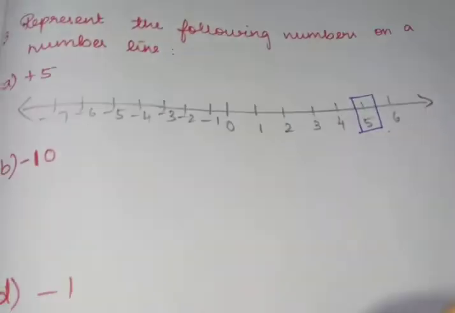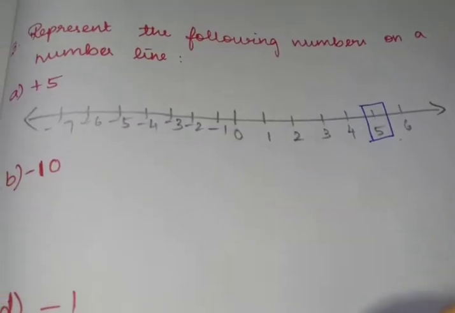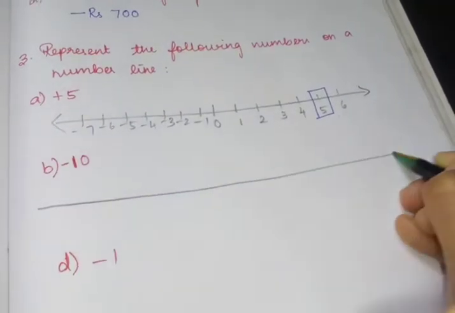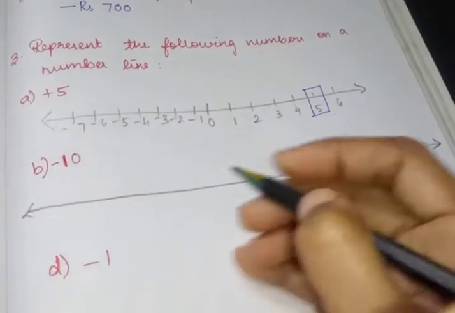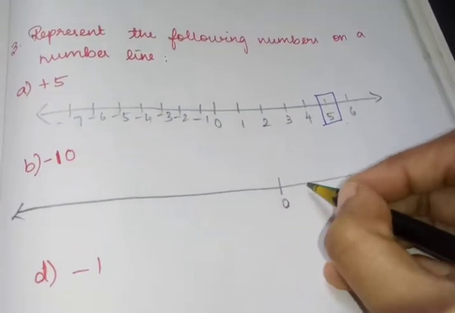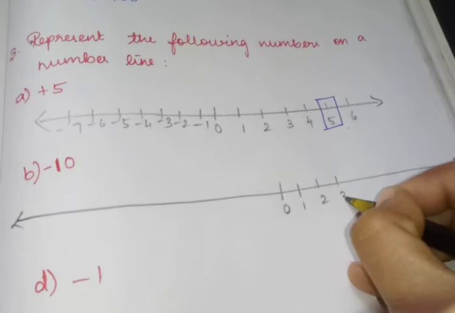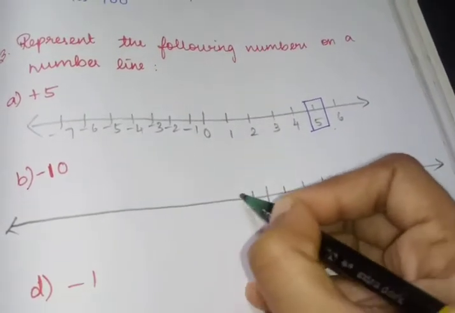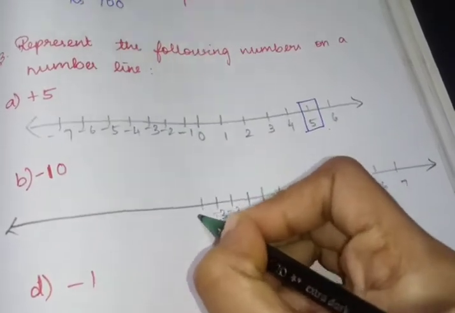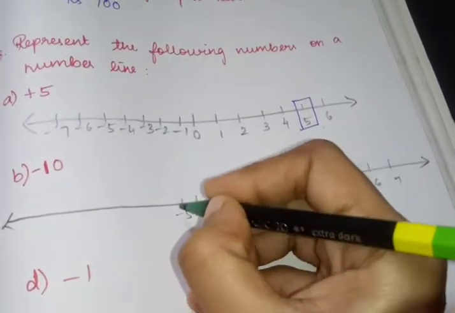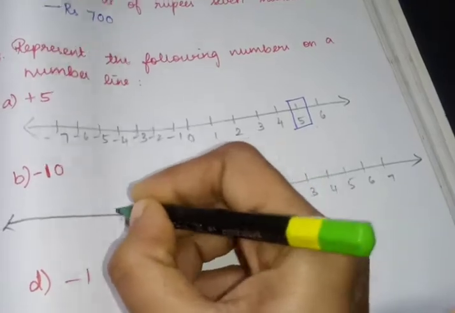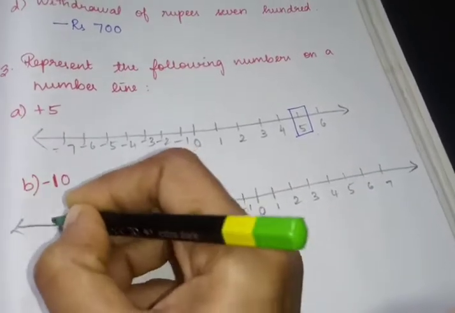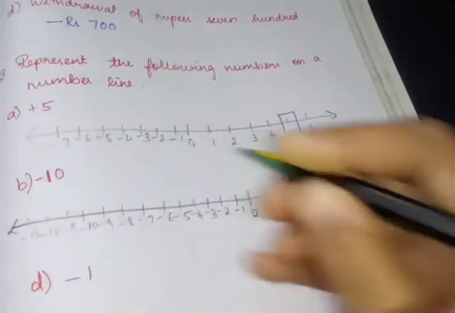Okay. Next question. Minus 10. Minus 10 means our number line should be somewhat larger. So you should write up to 10, right? Now I'll start the 0 here. 1, 2, 3, 4, 5, 6, 7. Okay. Minus 1, minus 2, minus 3, minus 4, minus 5, minus 6, minus 7, minus 8, minus 9, minus 10, minus 11, minus 12, minus 13.